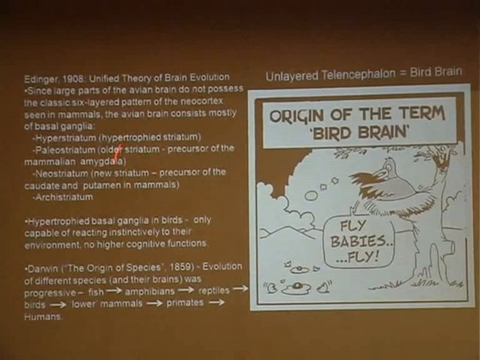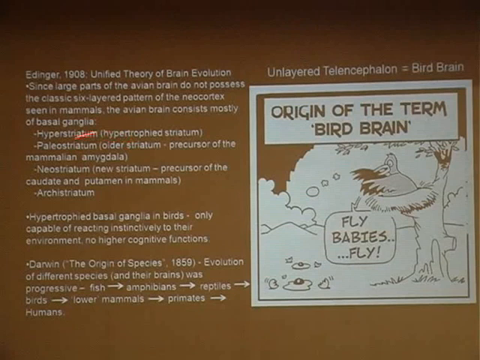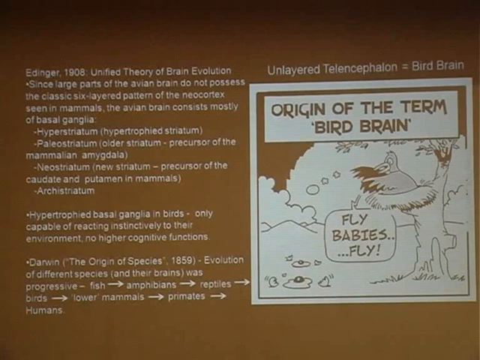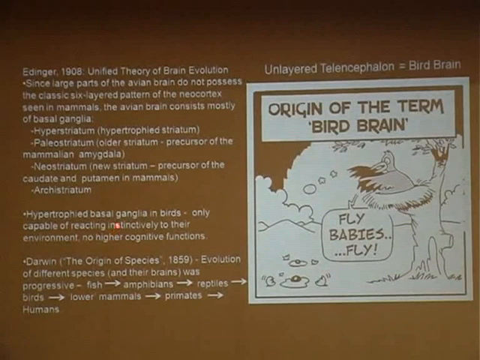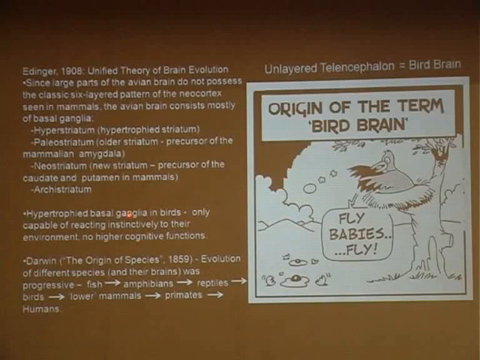But in any case, the idea was that since there were no layers in this striatum, and they were given names like hyperstriatum, paleostriatum, neostriatum, etc., there was no possibility of birds ever producing anything like cognition. In fact, the hypertrophied basal ganglia in birds suggested to the scientists at the time that birds were only capable of reacting instinctively to their environment, and no higher cognitive functions were possible. And this gave rise to this term bird brain.